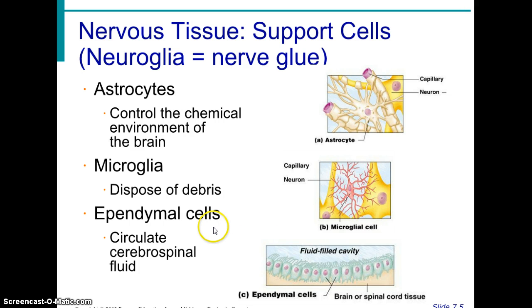Then we have the last category, ependymal cells. Ependymal cells are actually an epithelial tissue, and they have projections here. You can see the little cilia like hair coming out of those ependymal cells. And those cilia are going to be lining the fluid-filled cavities within the brain and spinal cord. So ventricles inside of the brain or the central canal in the spinal cord. And they help to circulate that cerebrospinal fluid and move the fluid across the surface.